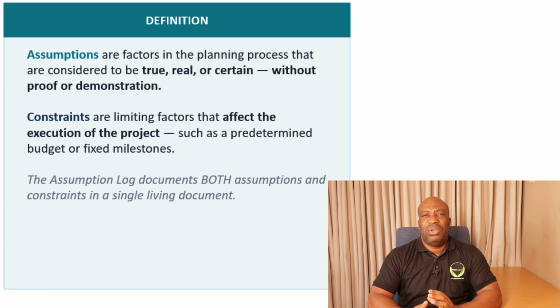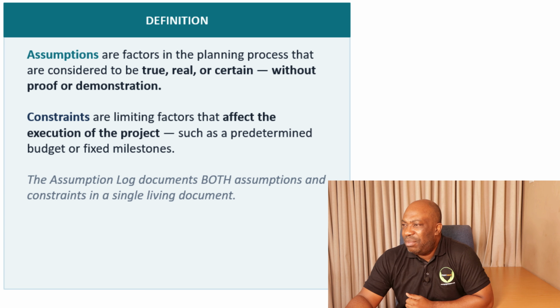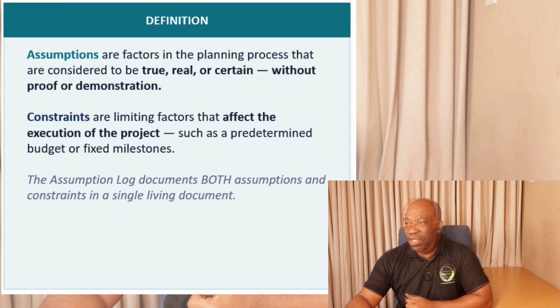All right. So as you can see on the screen, an assumption is a factor in the planning process that is considered to be true, real, or even certain without proof or demonstration. So let me explain this. An assumption is something that you want to consider to be true, to be real, or not to be changing even during the course of the project. For example, you can assume that the equipment is going to be available on time. You can also assume that the same project team is going to be maintained throughout the project.